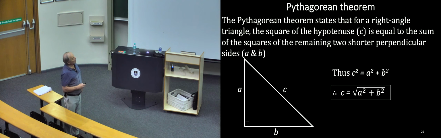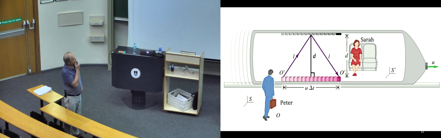But if you remember, c squared equals a squared plus b squared. There's the equation over there. And therefore, c equals the square root of a squared plus b squared. Okay? So how could we apply that to the example that I've just given you?